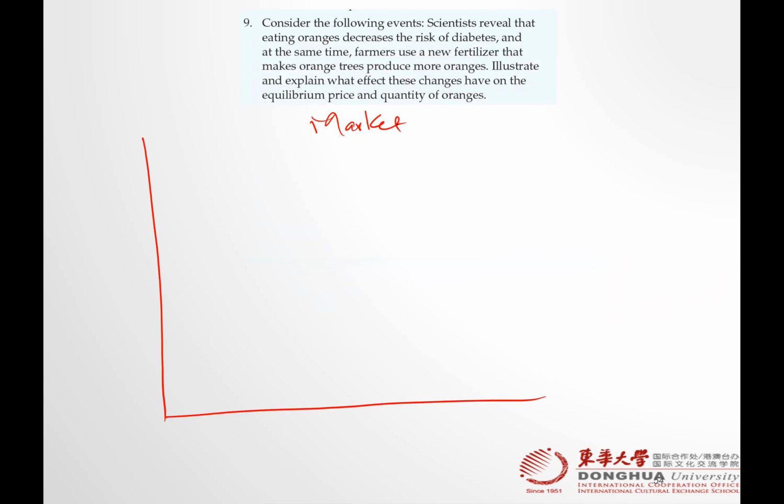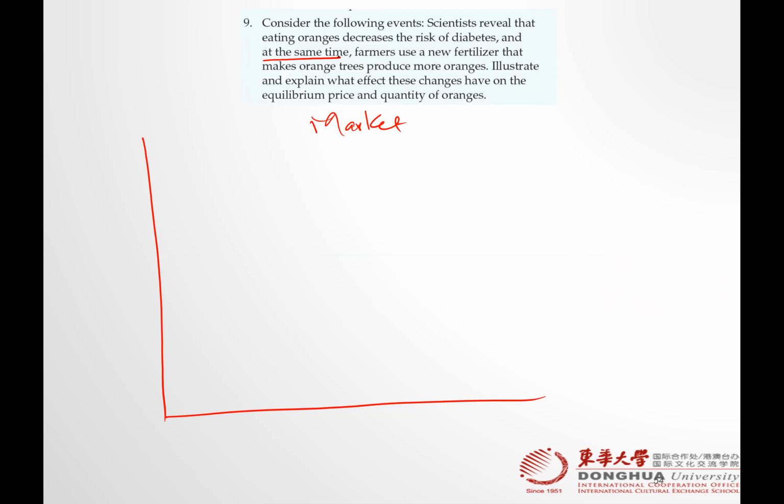Why? Because at the same time, so up till now, what we have learned is only one shift, and the other curve is the same. The other curve remains the same, which means the other curve experiences movement along the curve, and the new curve shifts to the right or left. Then we find a new equilibrium. But what happens if both change? So let me just give you this example here.